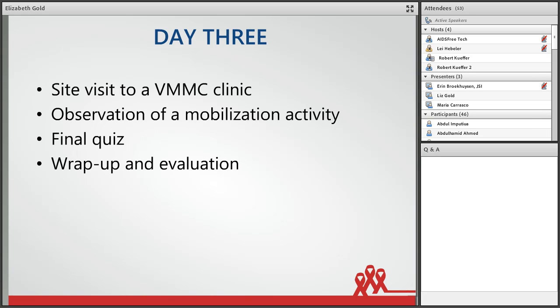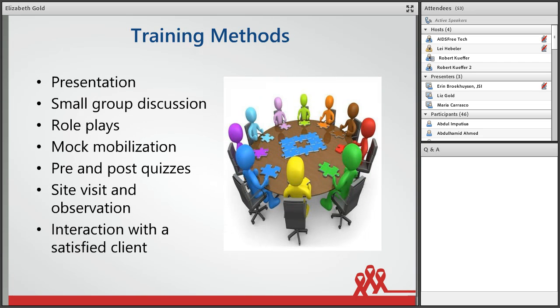Participants have a series of questions that they're answering about what they're observing related to what they learned the day before in the classroom. Then after the site visits, they return to the classroom for the final quiz and wrap up of the training.